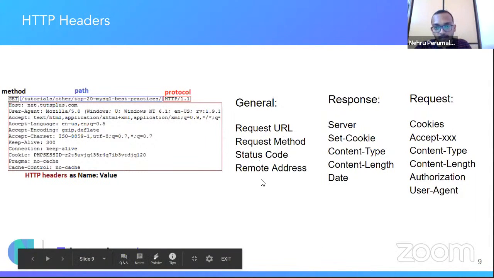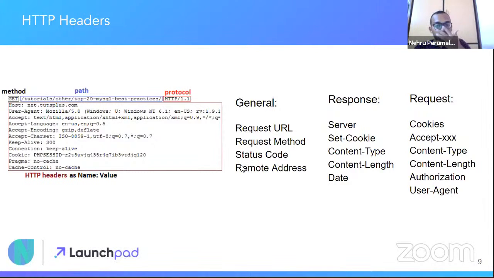What is the remote address? The remote address means we'll be able to get the IP address of the client. Whoever is requesting some particular data, we will be able to get the IP address of that particular client. Now, the response and request.